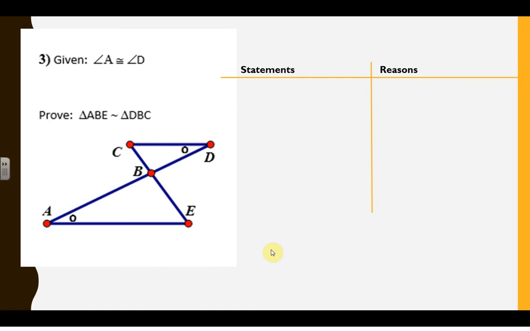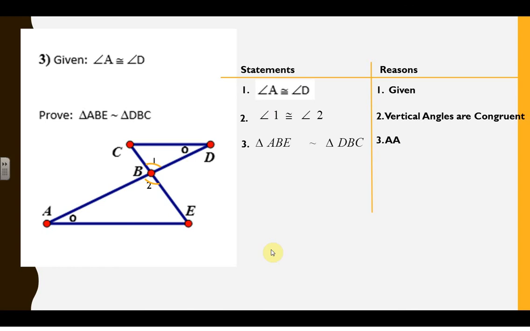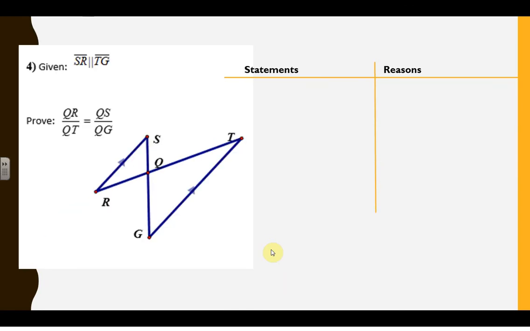All right, they want us to prove that the triangles are similar, and they told us that angle A is congruent to angle D. So I use that given. What do we look for after we're out of givens? Vertical angles and reflexive property. So I'm going to put a 1 and 2 in my vertical angles and say that those are congruent. I now have proven that the triangles are similar because of angle-angle. Like I said, they're short and sweet for the most part.